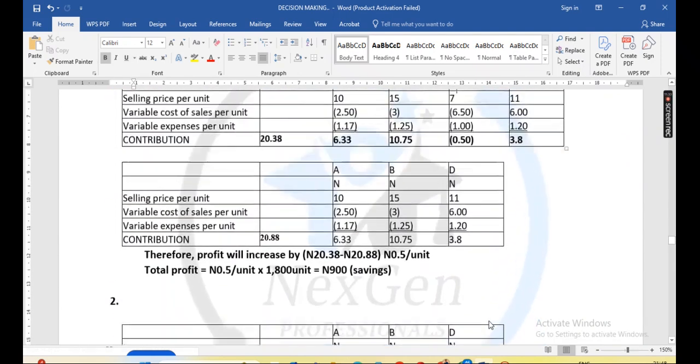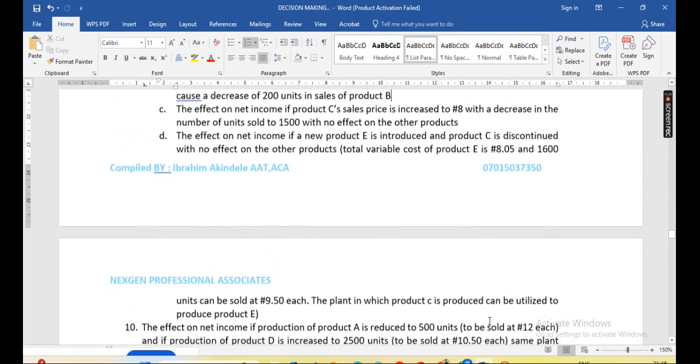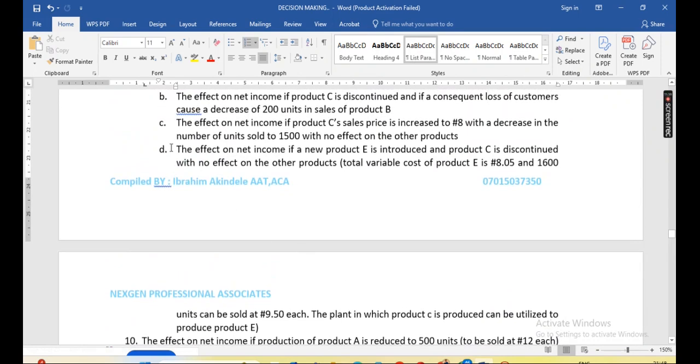Yes, I'm with the question. Okay. Now, let's take it again. The effect, I'm working with what they gave me. This is what I'm working with. The effect on net income.